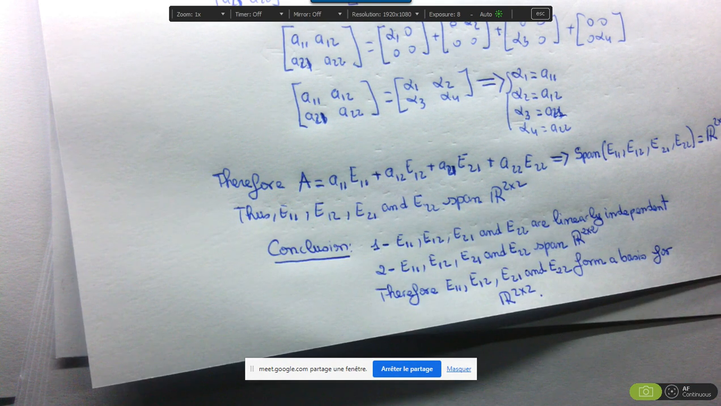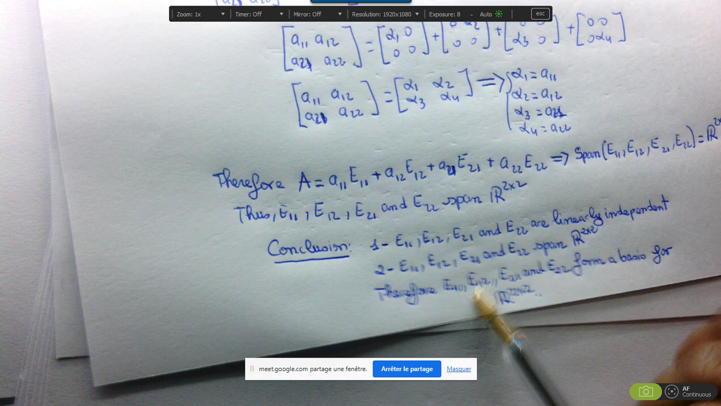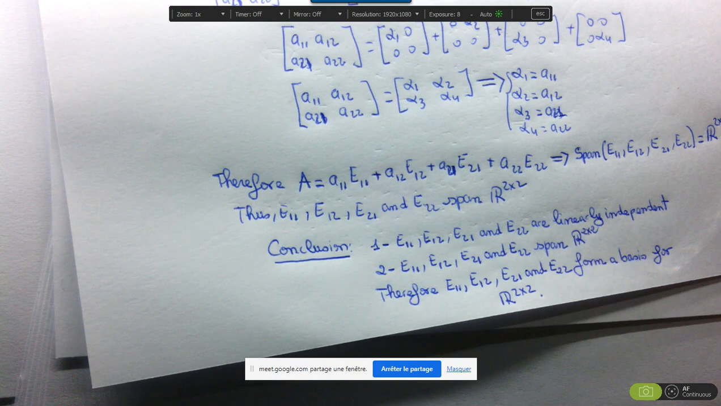Right, so here we have shown how to show that some elements of a vector space form a basis for that vector space. So, any questions about this? Okay, so now let's continue.